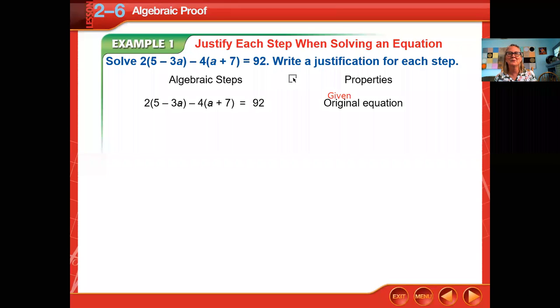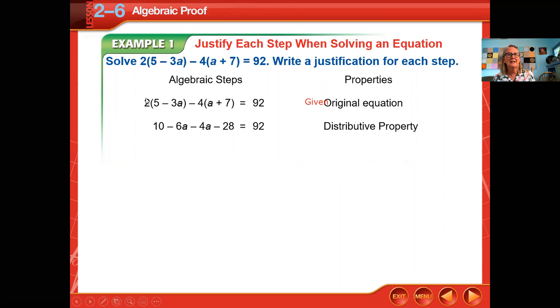Okay, so anywho, you could write the word "given" to just practice, like this is going to be an actual proof. Why can I say that this is true? Because it's given. Okay, now what would I do first? I would use the distributive property. So you actually multiply those little guys out.